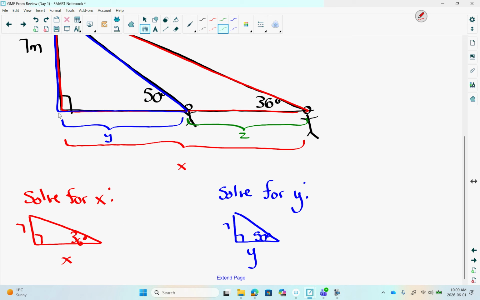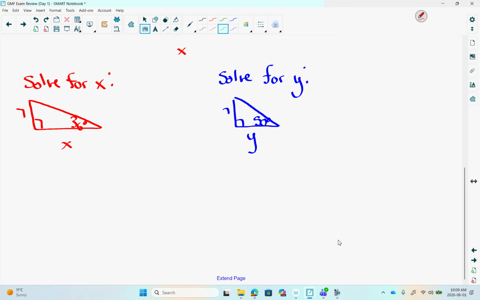And to find y, I could use the smaller blue triangle. It's got a base of y, a height of 7 as well, but the angle's different. In order to solve for x and y, I have to use one of my trig ratios. Let's label the triangles so that we can figure out which trig ratio to use. This is the hypotenuse. Over here, there's nothing. I don't have a variable or a known value. So I'm not going to use the hypotenuse.